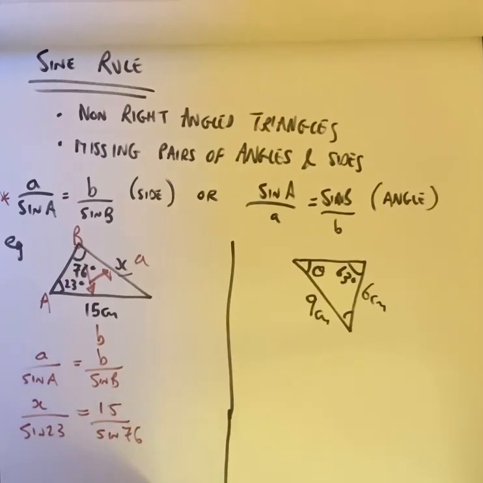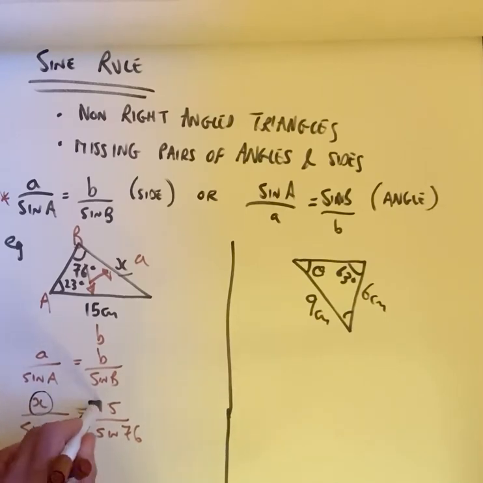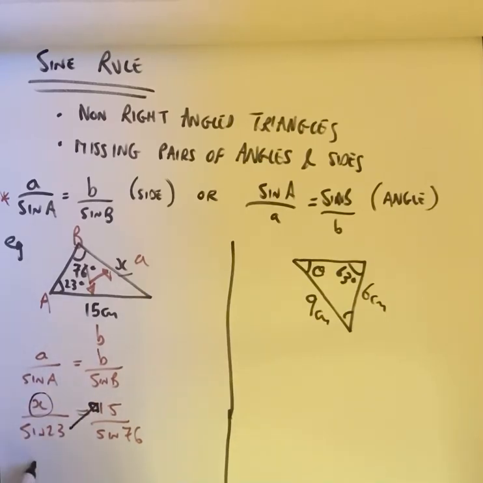And then what we have to do is rearrange, because we're trying to find x. So if we isolate x, we have to multiply by the sine 23. So x equals 15 times sine 23 over sine 76. And number crunching time, so calculator, 15 times sine 23 divided by sine 76, close brackets, and I get 6.04 to 2 decimal places, centimetres.